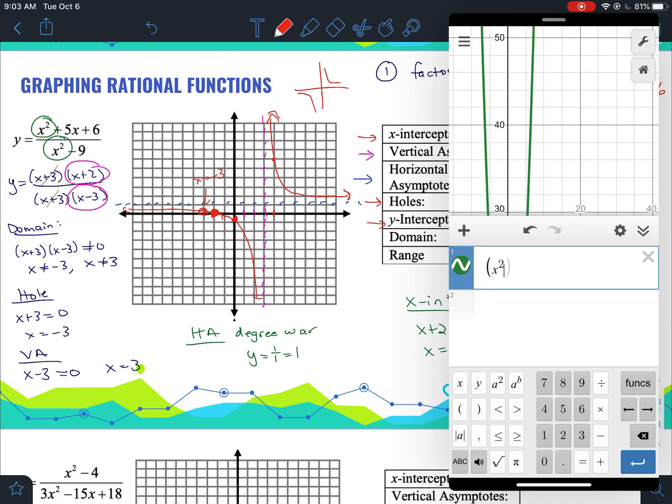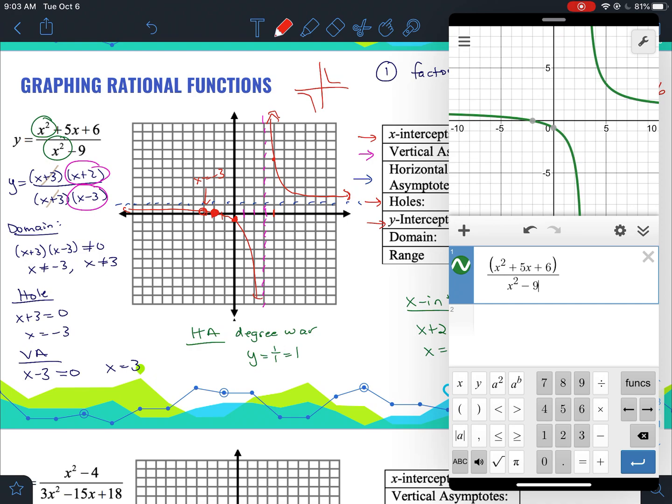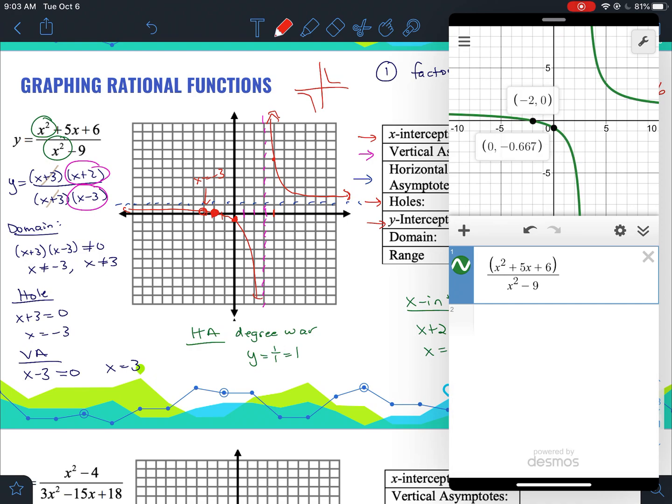So we had a rational, so let's put our numerator in parentheses. x squared plus 5x plus 6, and then divided by x squared minus 9. And that looks pretty good. Notice our intercepts look good. It looks like it has a vertical asymptote at x equals 3.